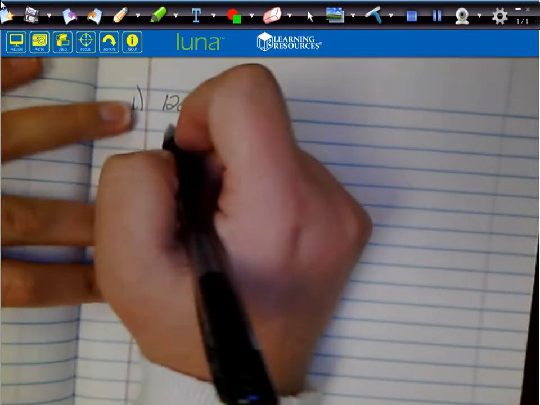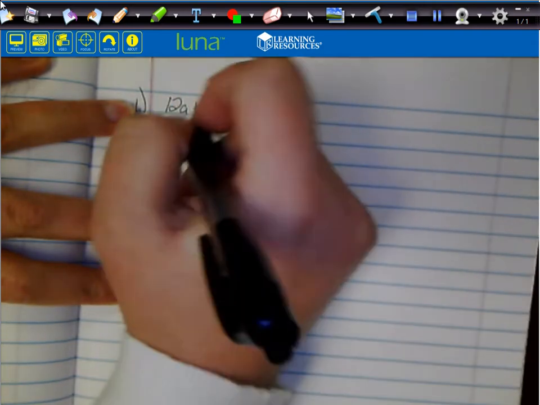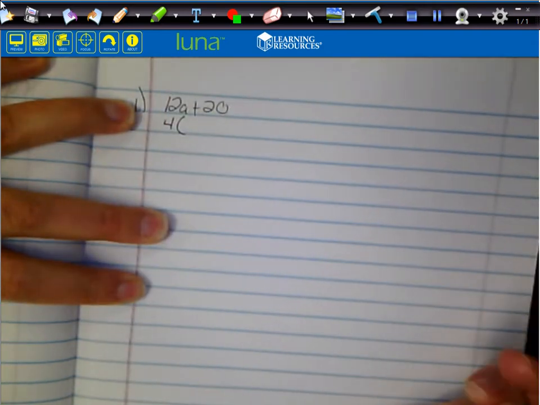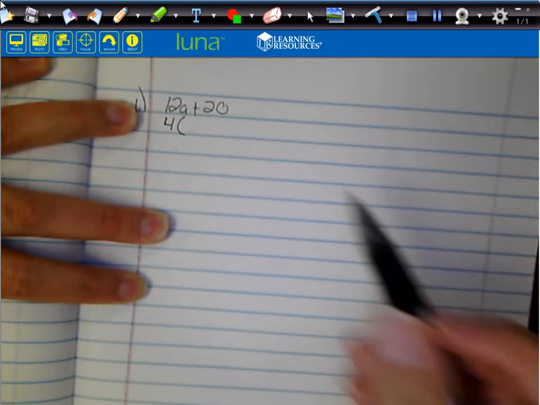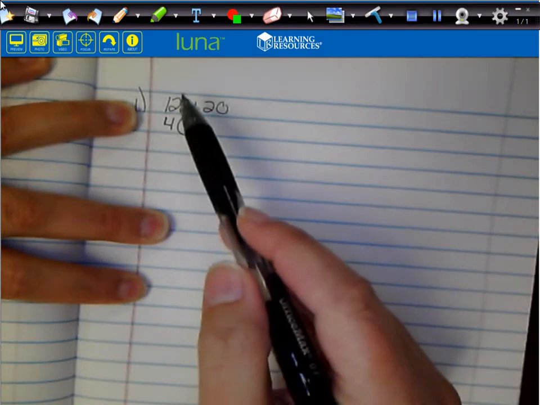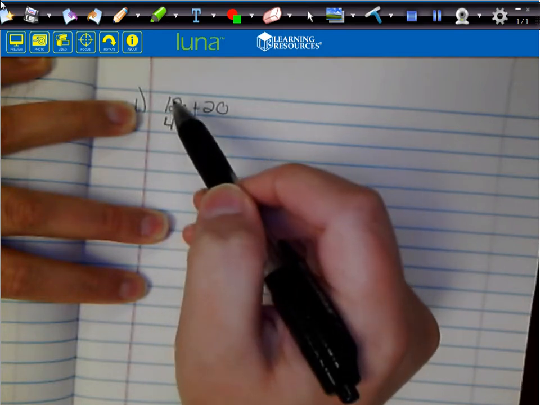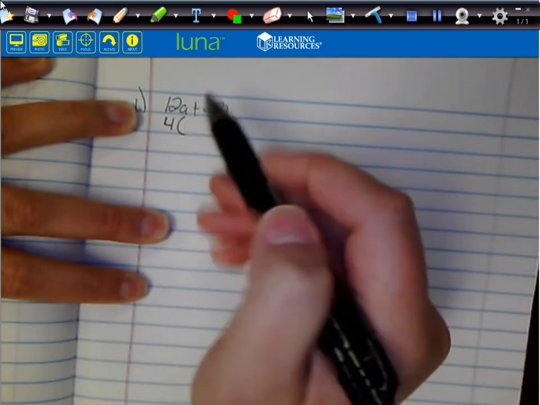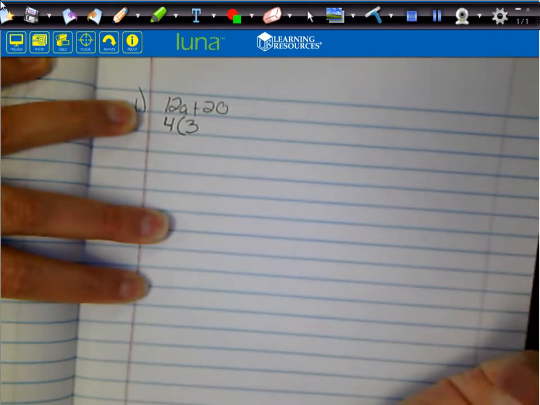So I'm going to go back here. I figured out that my GCF was 4, so I'm going to write down the 4. And then I'm going to draw the beginning set of parentheses here. To figure out what goes inside the parentheses, I'm taking a 4 out of 12 and 20. So I'm going to say either 4 times what is 12, or 12 divided by 4 is what? And that's 3, because 4 times 3 is 12.